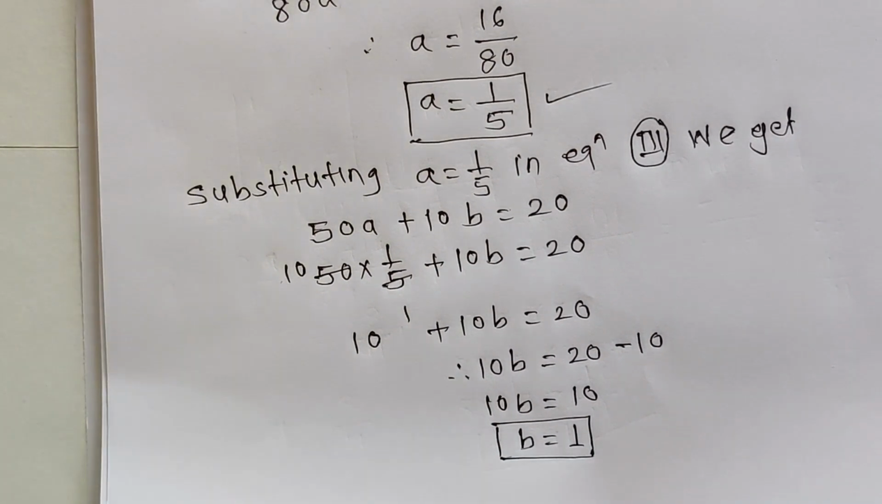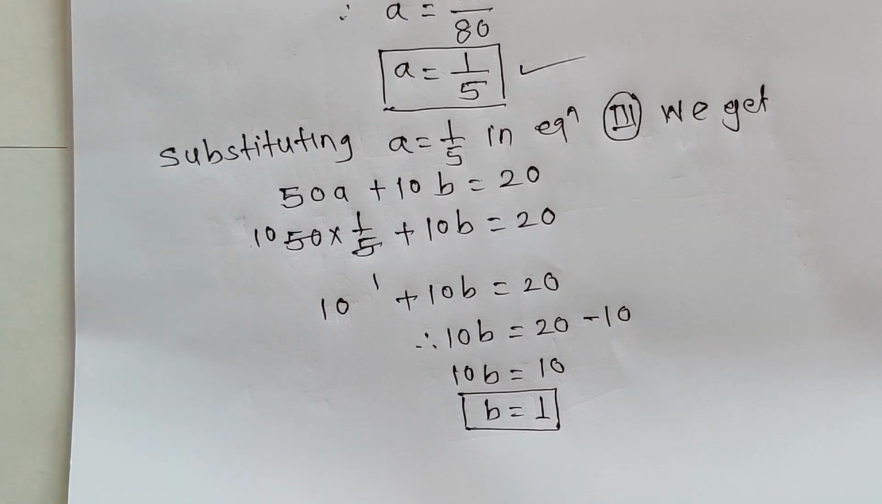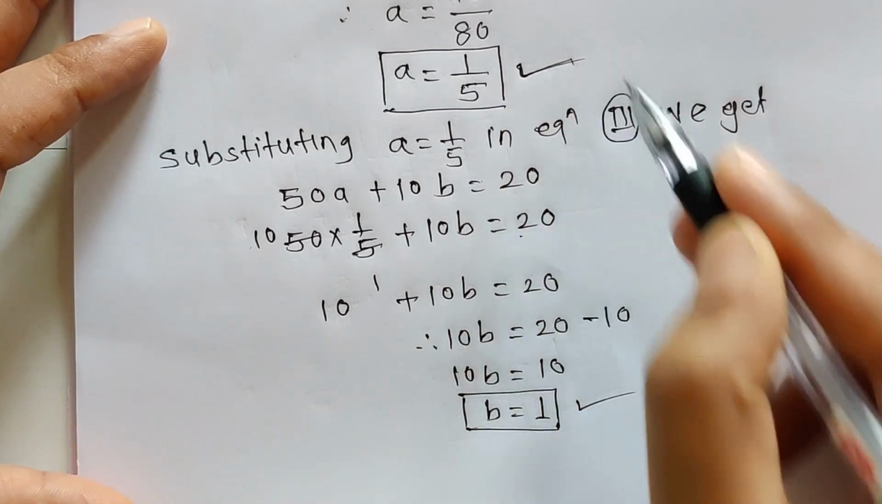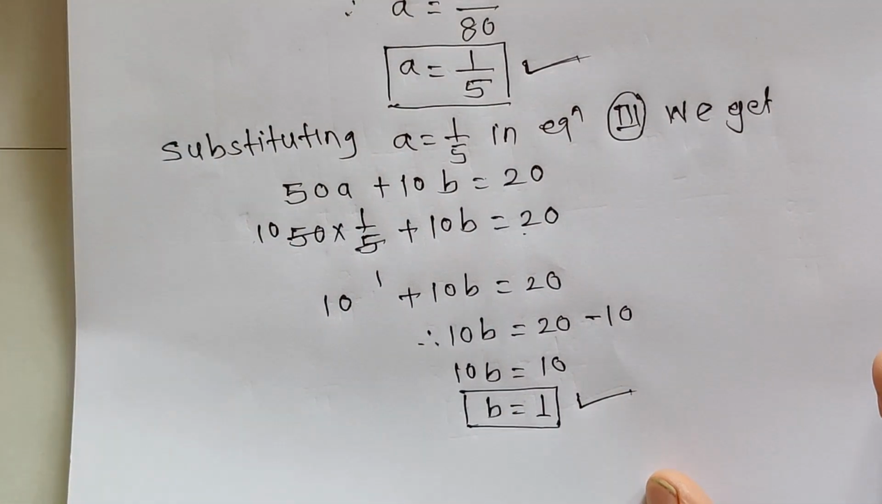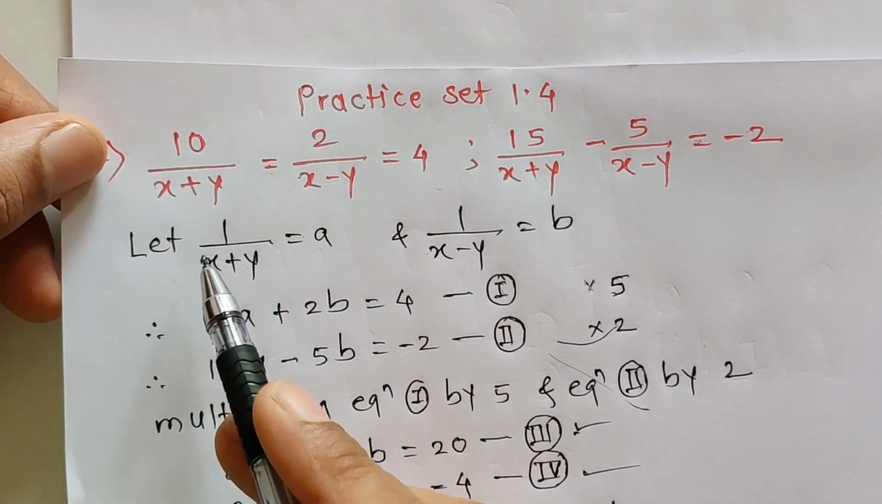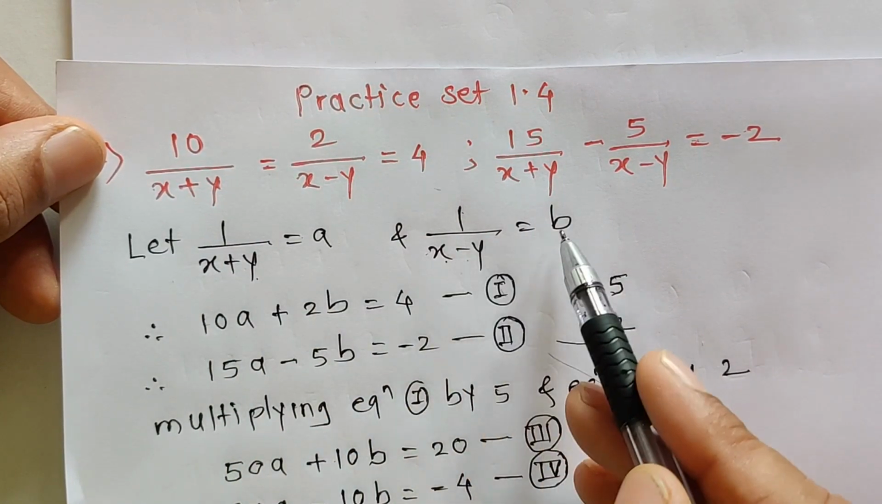So in this way we get the value of b is equal to 1 and the value of a is equal to 1 upon 5. Now here we get the value of a and b, but we have to find the value of x and y, not a and b. So let us find the value of x and y, because our given equations are in the form of x and y. So here we consider 1 upon x plus y is equal to a, 1 upon x minus y is equal to b.